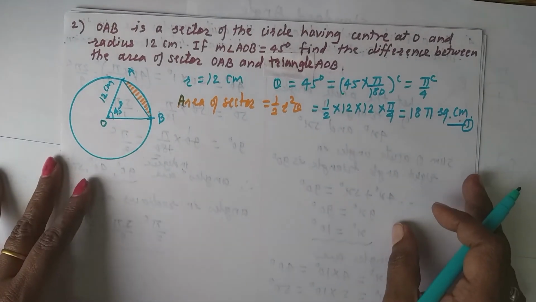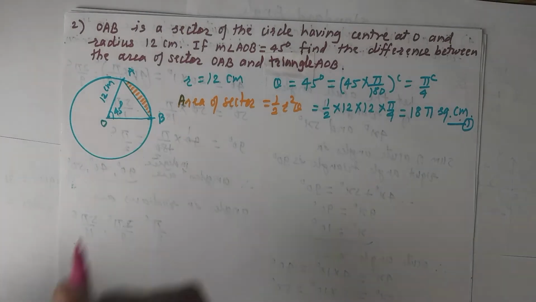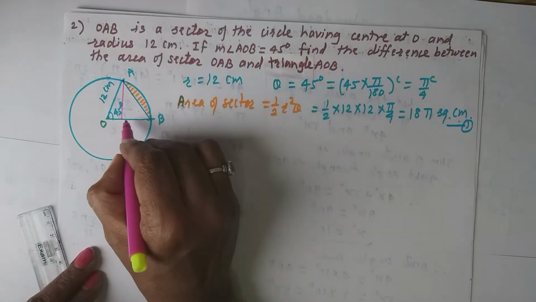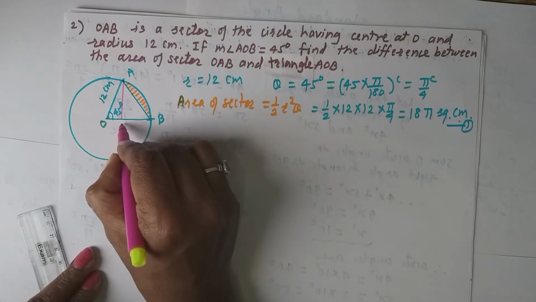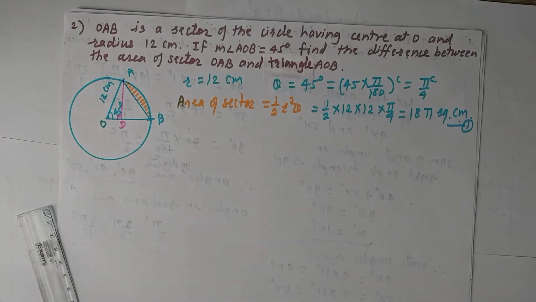To find area of triangle, here we will draw perpendicular. Draw perpendicular from this point. Suppose this is perpendicular AD and this is the angle of 90 degree. Here, if I have to find the area of triangle, then I must know its height and base.